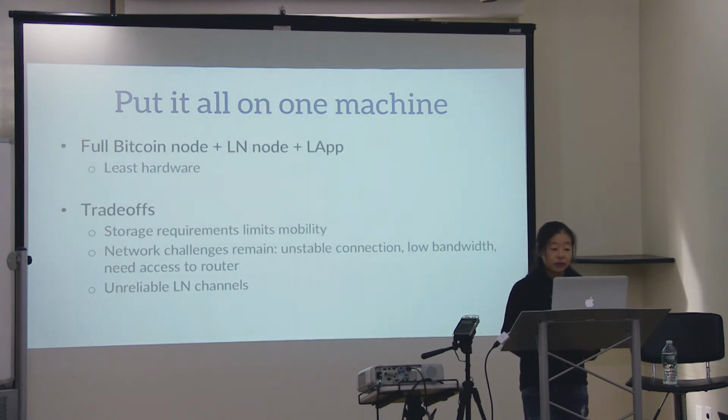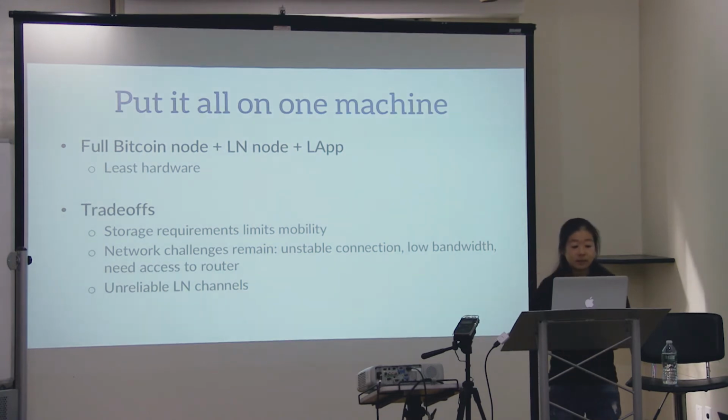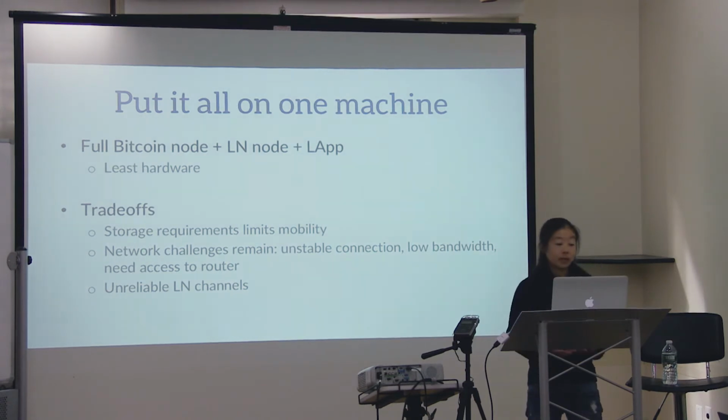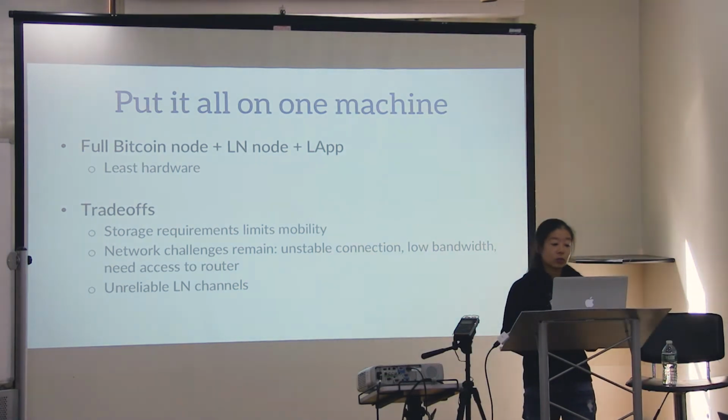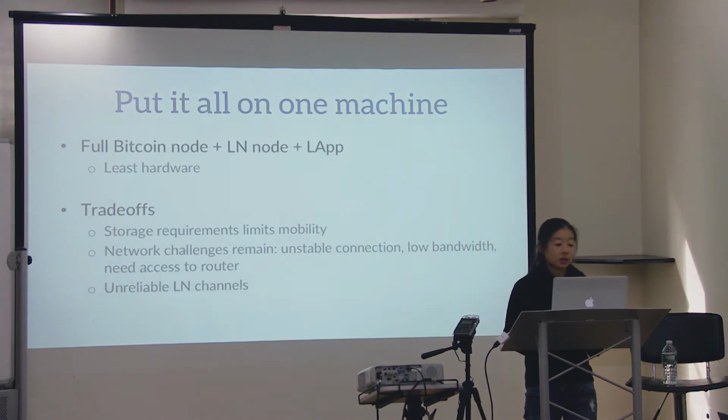If you want to have a full node and you don't want to prune aggressively, you're going to need a lot of storage and probably an external hard drive. And even if you manage to get a Bitcoin node and a Lightning node all on one small device, you are still going to deal with the network challenges of not having a reliable connection or having low bandwidth. That results in unreliable Lightning channels, which means it's going to be hard for people to pay you, and the reason why we build apps is because we want to get paid.